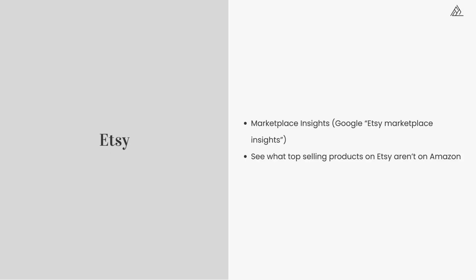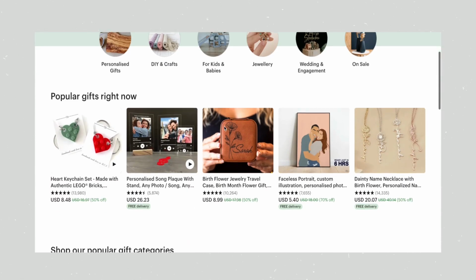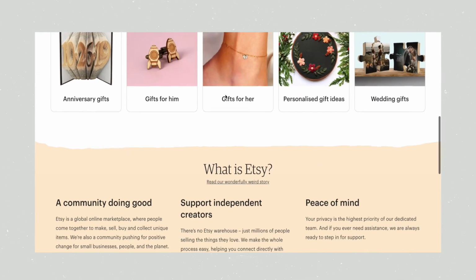Another great way to find product ideas is through Etsy. Etsy has a marketplace insights section where you can see the trends of products and what people are searching for. So it's a great place to get insights on what's trending up. And you can also browse Etsy to see what products are on Etsy that are selling well that aren't on Amazon.